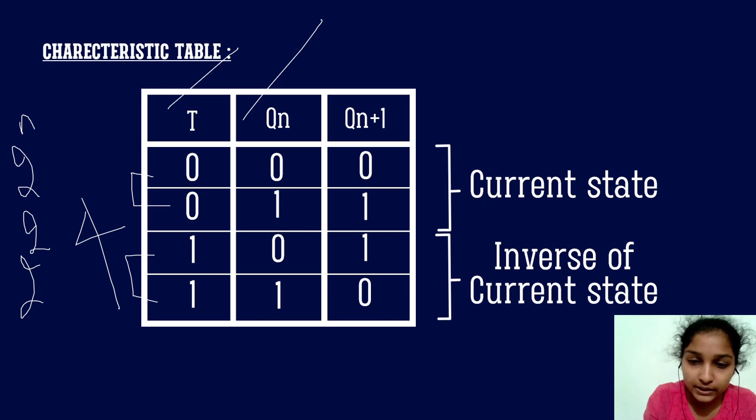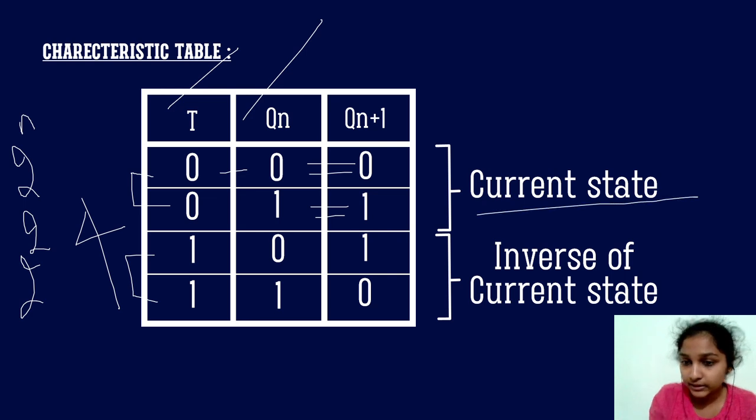When we saw that T, if the T is 0, we should get the next state output as the current state output. Let's see if it is true. So if T is 0 and assume you are getting 0 as the current state output, then the next state output is also 0. And if it is 1, it will be 1. So the next state output will be exactly the current state output.